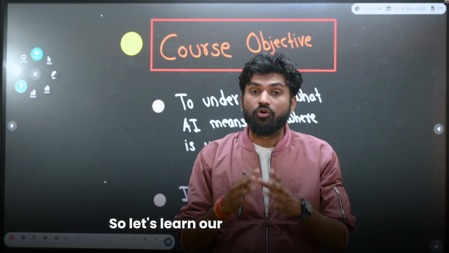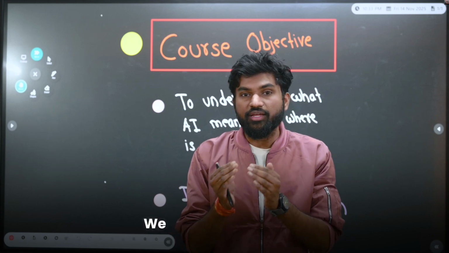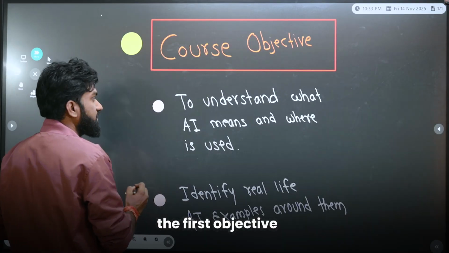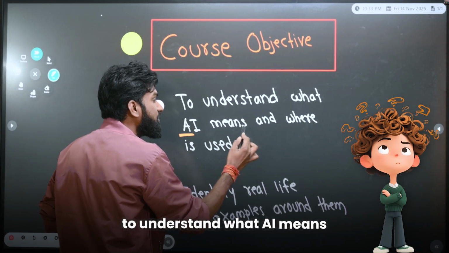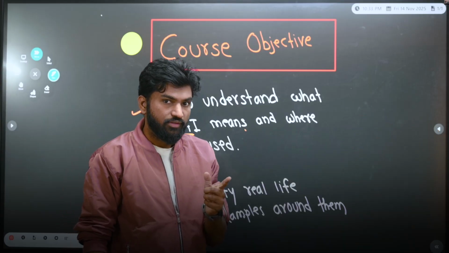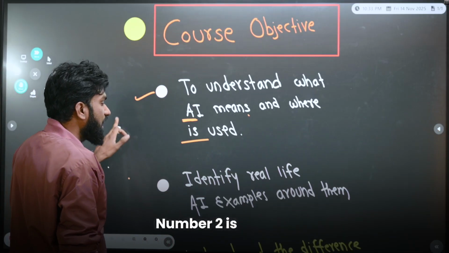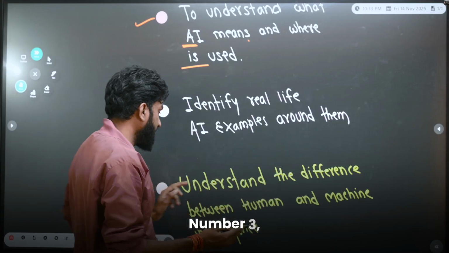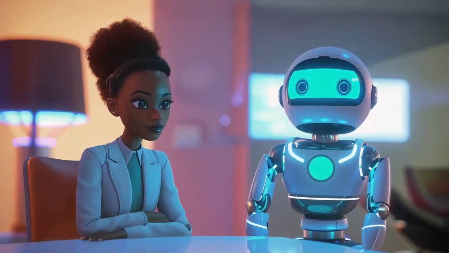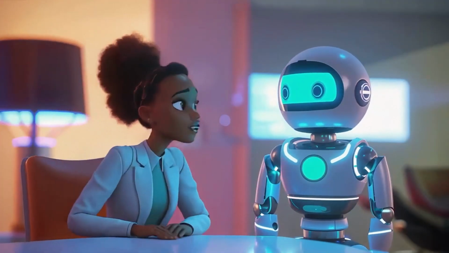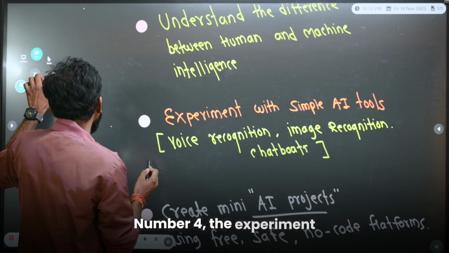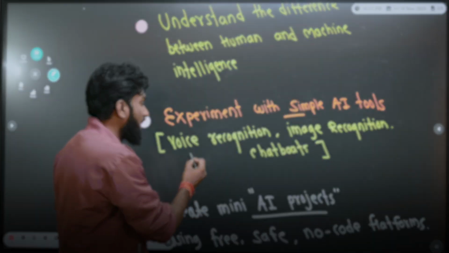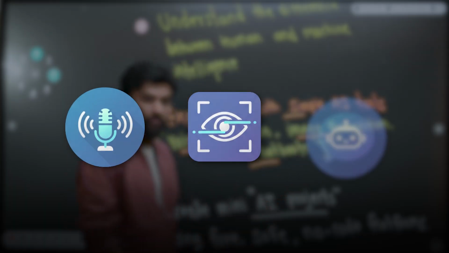So let's learn our course objectives. One by one, we have to understand our objectives. You can see the first objective is to understand what AI means and where it is used. Number two is to identify real life AI examples around them. Number three, understand the difference between human and machine intelligence. Number four, experiment with simple AI tools like voice recognition, image recognition and chatbots.